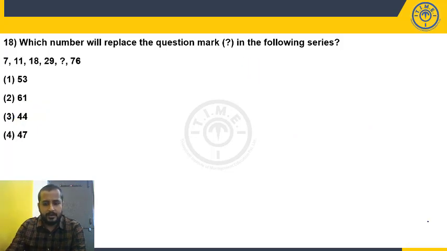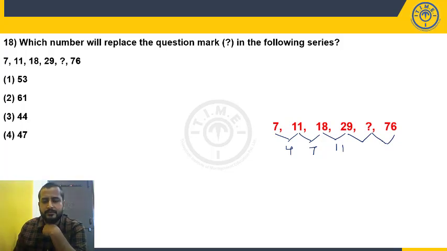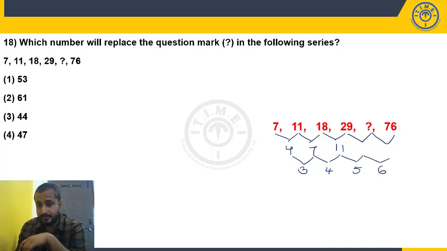7, 11, 18, 29, question mark, 76. Okay. Increasing gradually or rapidly? Definitely I can say gradually. Okay, difference: 4, 7, 11, question mark. Any guess? Let's see. Difference of the difference: 3, 4. It can be 5. It can be 6. Yes, there is a chance.